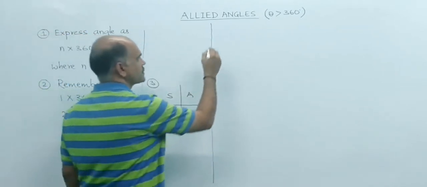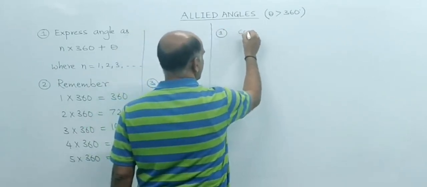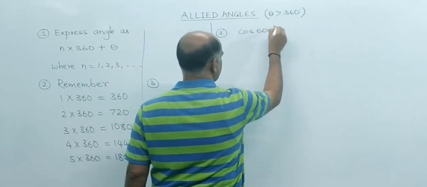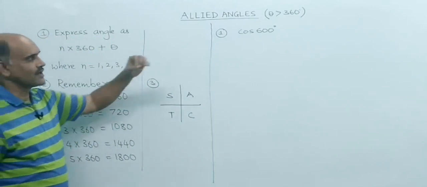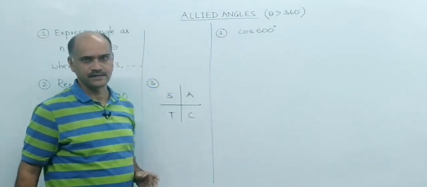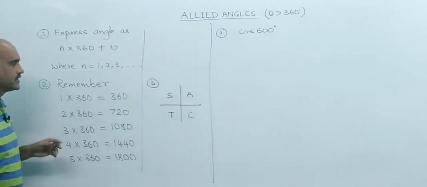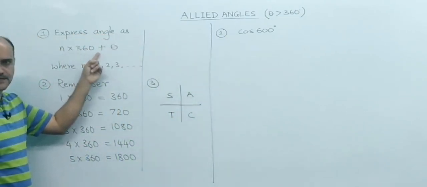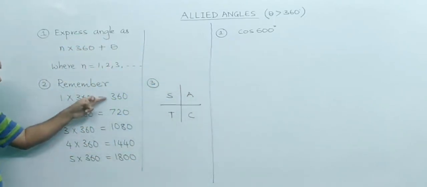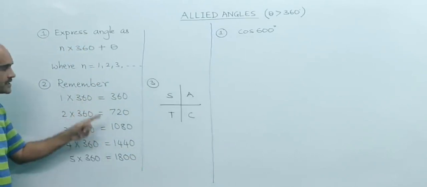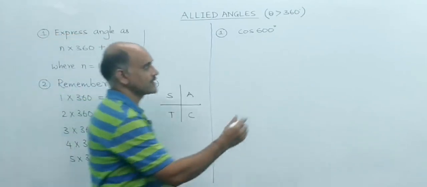So you are required to find the values. Now for example, first one, I will take cos 600 degree. You are required to find the value of cos 600. Now students, according to our method, compulsory you should express it in this form. Now see here, 600 is greater than which value? It is greater than 360.